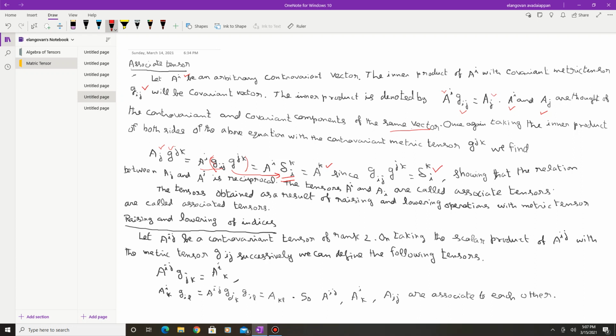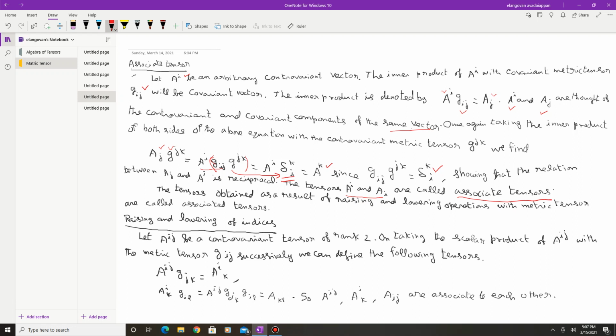So the relation between A_j and A^i is reciprocal. From A_j to A^i can be generated by multiplying with the contravariant metric tensor. From the contravariant vector to the covariant vector, you can obtain it by multiplying with the covariant metric tensor. So A^i and A_j are reciprocal. Therefore, these tensors A^i and A_j are called associate tensors. The tensors obtained as a result of raising or lowering operations with the metric tensors are called associate tensors.